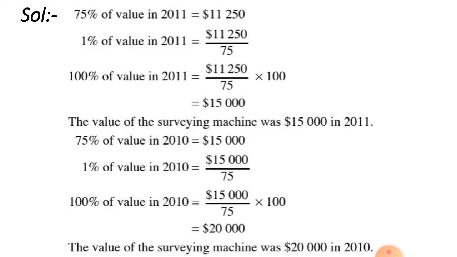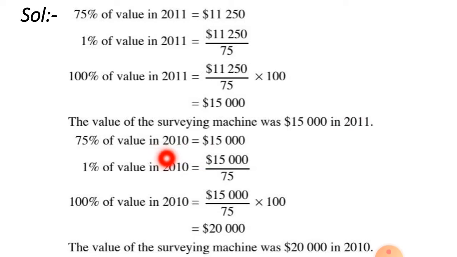So let's go with the solution of this. As I said, it is 75% decreased. 25 was there, so we are going to minus, it will be 75. 75% of the value in 2011 is $11,215. 75 is going to come in the denominator, 100% is going to be multiplied. When we calculate these three numbers, we will get $15,000. So the value of the surveying machine was $15,000 in the year 2011.